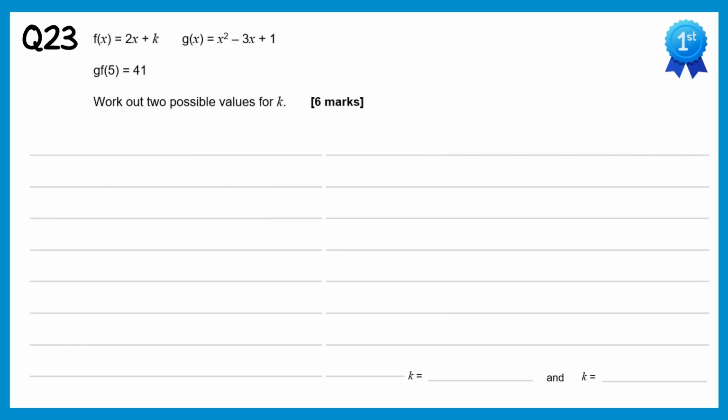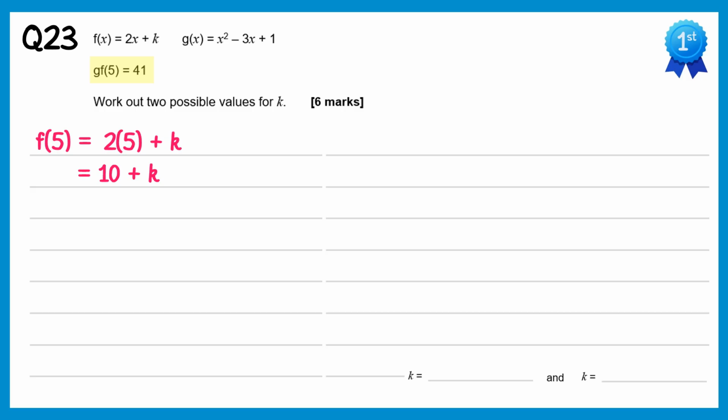For this final question, we've been told that gf of 5 equals 41. Gf of 5 is a composite function. So what we're going to do is first of all find f of 5 and then put whatever we get from that into the g function. So let's start by finding f of 5. F of 5 just means we replace all of the x's in the f function with 5s. So instead of 2x plus k, it's 2 lots of 5 plus k. 2 lots of 5 is obviously 10, so it's 10 plus k. So this is the value of f of 5.